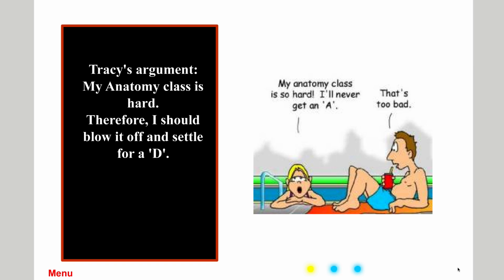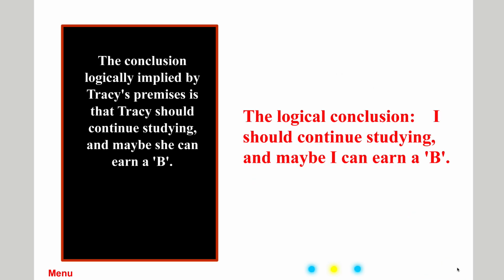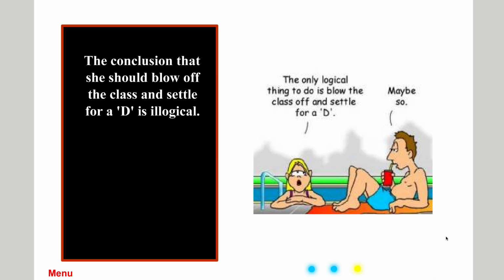So my anatomy class is hard is Tracy's argument, therefore I should blow it off and settle for a D. The conclusion logically implied by Tracy's premises is that Tracy should continue studying, and maybe she can earn a B. Right? So in other words, the logical conclusion is not the one that she comes to. And that's why it's called missing the point. If you followed the premise to its proper conclusion, you would have a proper argument. But when you miss the point of the premise, you're led to a conclusion that is irrelevant. The conclusion that she should blow off the class and settle for a D is illogical.